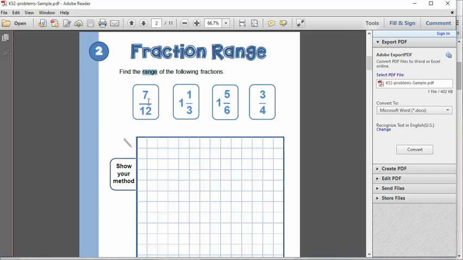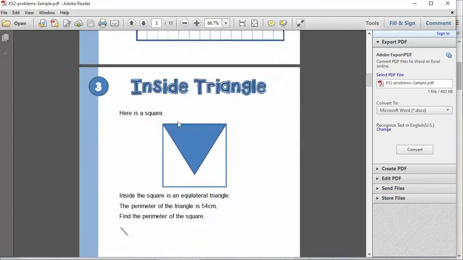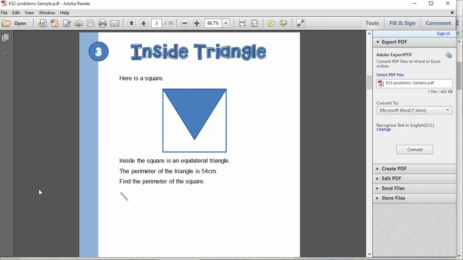Also, we've got the classic mixed number and improper fractions in the mix as well. Can students deal with those? I love this one here, inside triangle. Here's a square. Inside the square is an equilateral triangle. The perimeter is 54. Find the perimeter of the square.